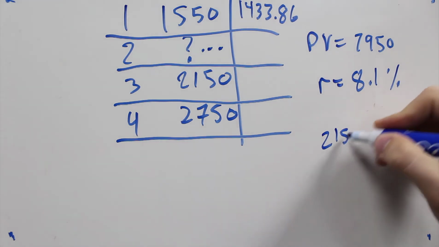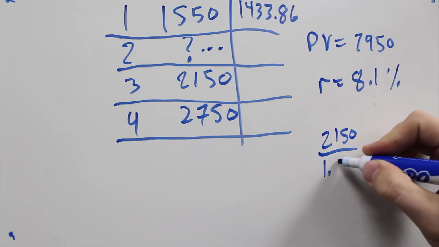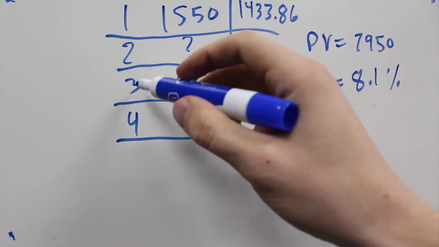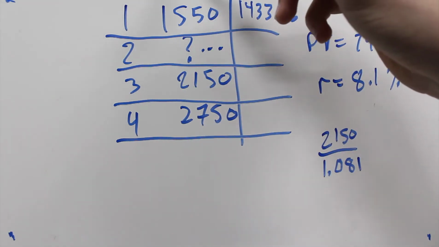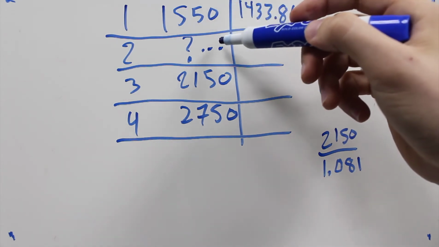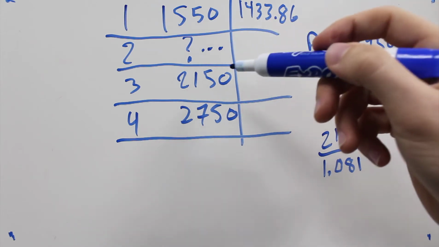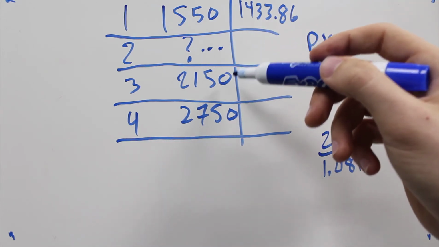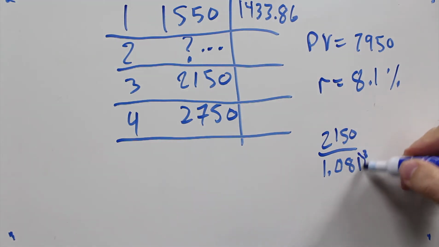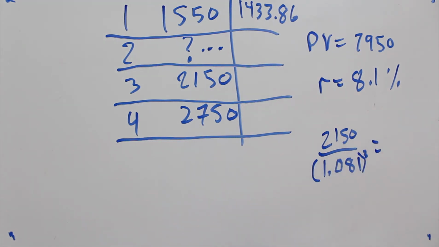So 2150 divided by 1.081 to the power of, in this case, we're year 3 and we're trying to get them back to 0. So this one will be discounted to the first power. This one will be discounted to the second power, the one that we don't know. The third one will be discounted to the third power, first, second, third power. So we take the third power here, and that equals 1702.01. You might not be able to see that 1 at the end.